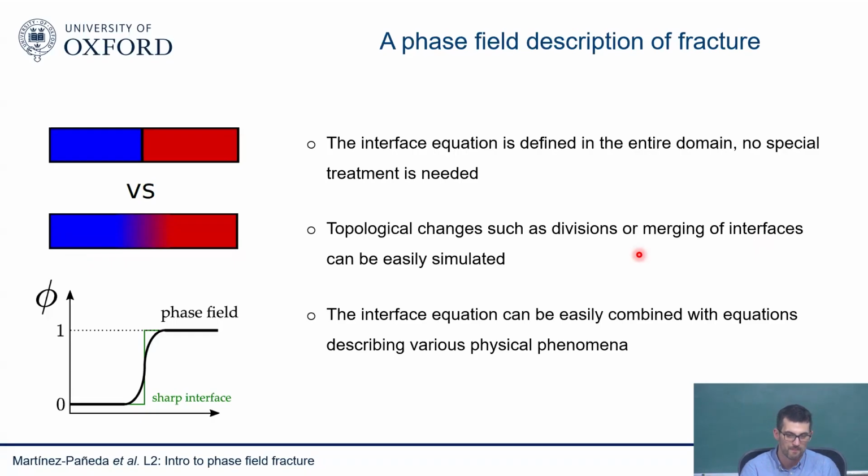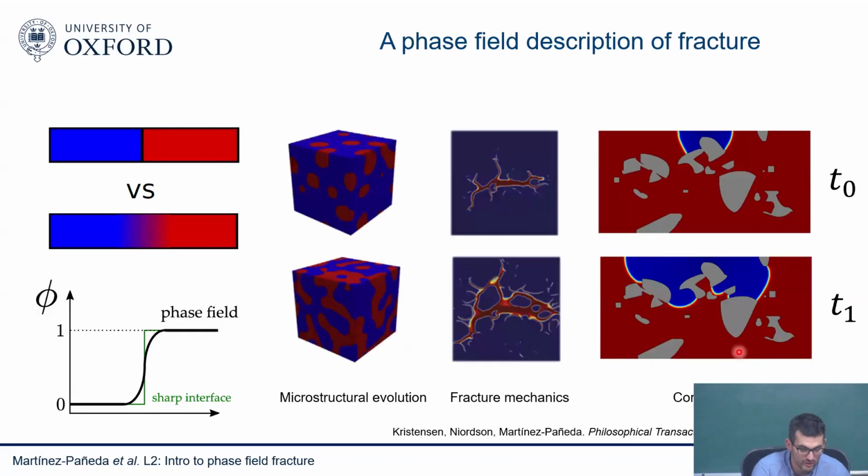It's naturally captured. And then one that we exploited quite a lot in my group, and here is the only area where I think I can claim some originality, is extending phase field to multiphysics problems. So the interface equation can be easily combined with equations describing other physical phenomena. I'll show you examples of this. But I think it's fair to say that phase field has been a revolution in many areas of science and engineering. It all started in the condensed matter physics community, where it is now by far the most widely used technique to simulate microstructural evolution and solidification. It is becoming very quickly the dominant technique in computational fracture mechanics.